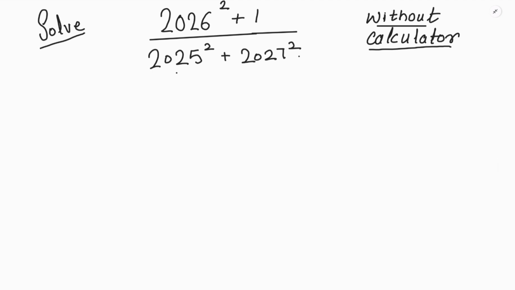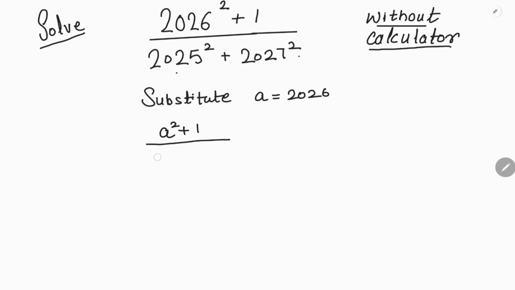So whenever you have these types of question, always try to follow substitution method. So if I substitute A is equal to 2026, right? Then our equation becomes (A square + 1) divided by ((A minus 1) whole square + (A plus 1) whole square), right? Because 2025 is A minus 1, okay? And 2027 is A plus 1. So this is our question now, okay?